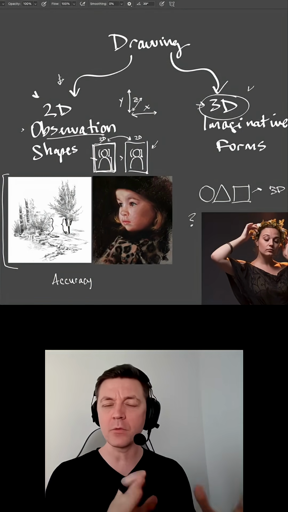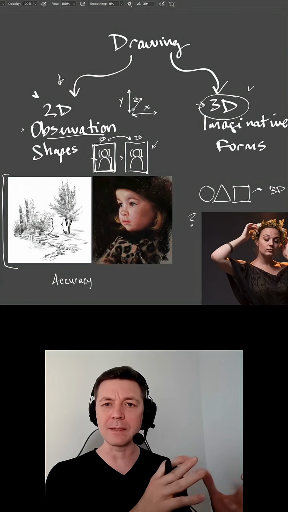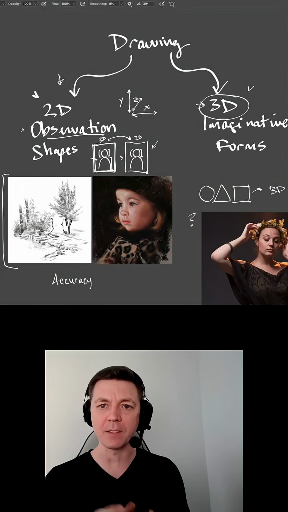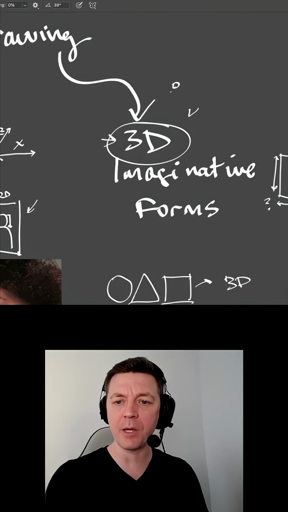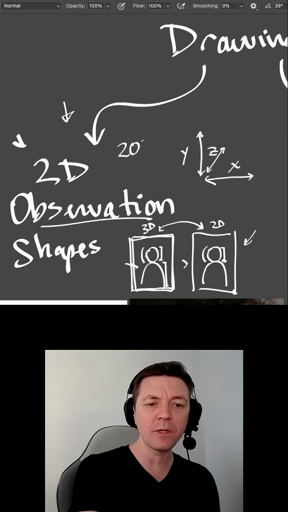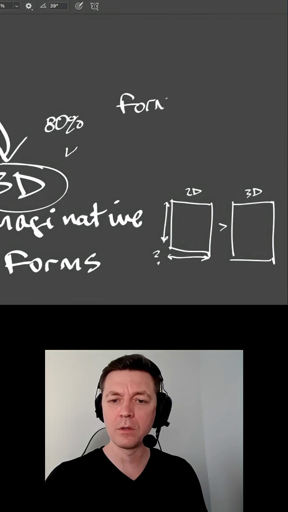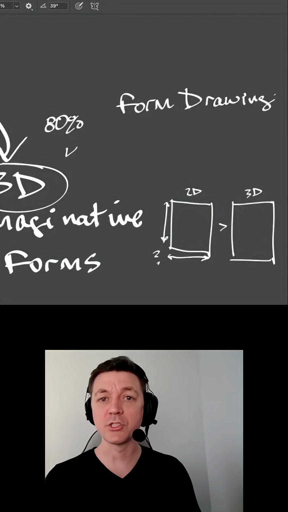You're going to be really reliant on what the reference gives you, and you will have very little ability to adapt that into something new. This particular class is going to be spending about 80% of the training over on this side and about 20% here. We call it form drawing, because forms have depth, whereas shapes do not.